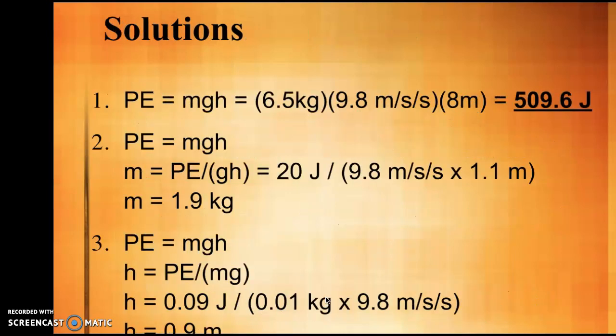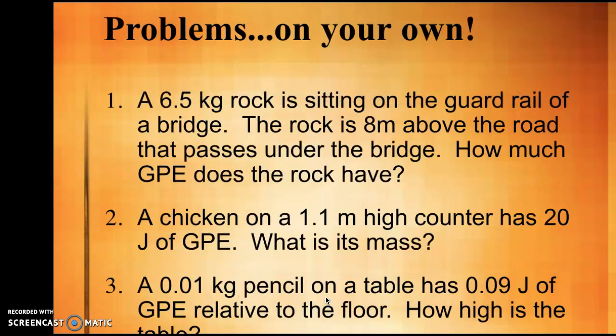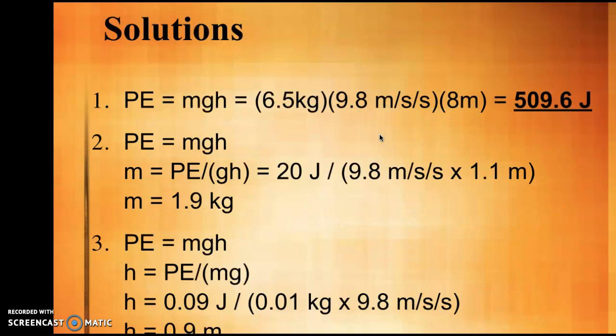Okay, let's go through some solutions. So the first one was just a potential energy problem. I said GPE, that really means the same as PE since that's the only potential energy we'll be calculating. But we're going to multiply the mass times gravity times the height of that rock. And so when we do so, we end up with 509.6 joules straight from the calculator there.